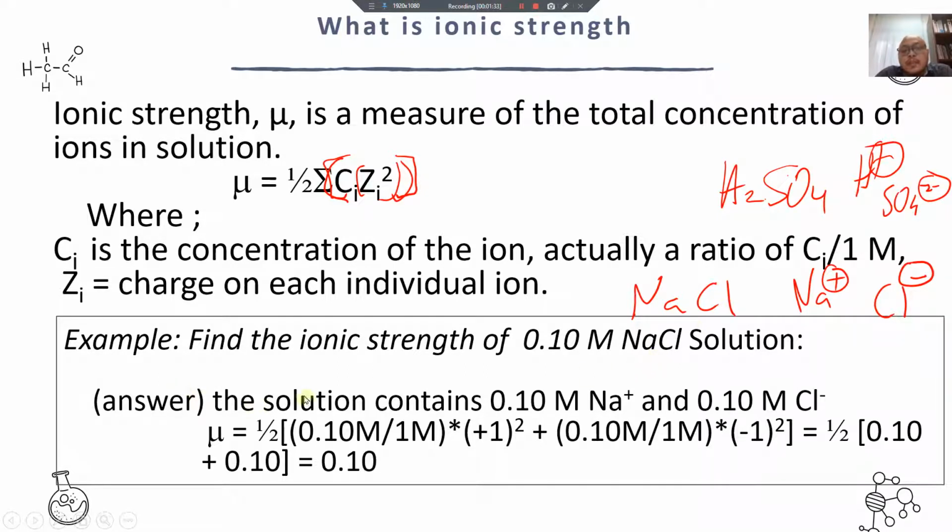So if, for example, the question asks you to find the ionic strength of 0.1 molar sodium chloride solution, this is how you calculate it. Half, then you multiply by, in this total bracket, 0.1 molar over 1 molar multiplied by its own charge, squared, and then here 0.1 molar divided by 1 molar and multiplied by its own charge.